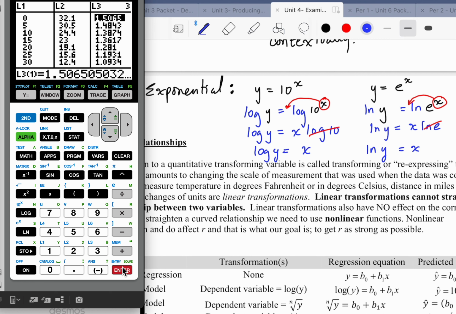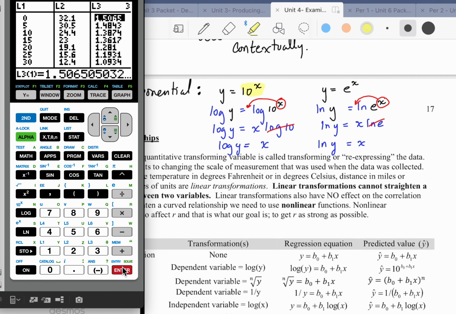And what that actually means, just going back to this expression, the 10 to the x power, is these are the powers that 10 would have to be raised to in order to equal the entries in L2. So 10 to the 1.5065 power would give you a 32.1. 10 to the 1.4843 would give you a 30.5. So every entry in L3 is 10 raised to whatever that power is.